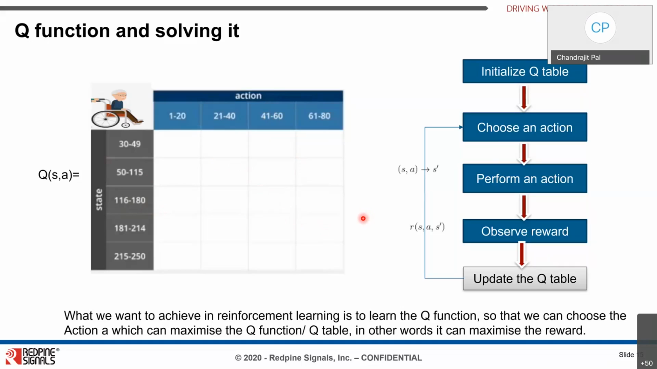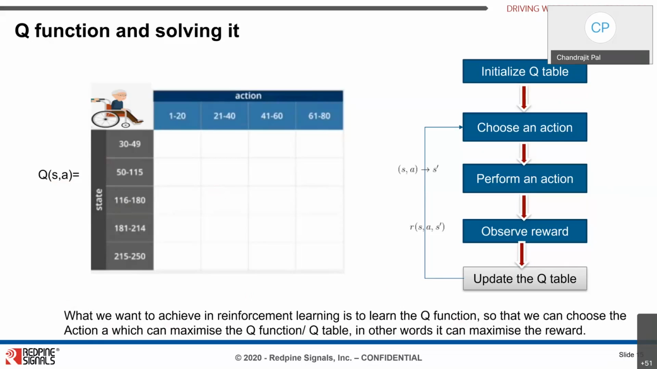Okay, so what we want to achieve in reinforcement learning is to learn the Q function. This is called the Q function, Q(S, A). So it is defined by the two parameters S comma A. State S denotes the state, A denotes the action. Okay, it is the Q function, or a Q table we call it, which is parameterized by these two arguments of state and action. That is, given a particular state, what will be the probable optimal action will be denoted by this particular entry in that table. So what we want to achieve in reinforcement learning is to learn the Q function.